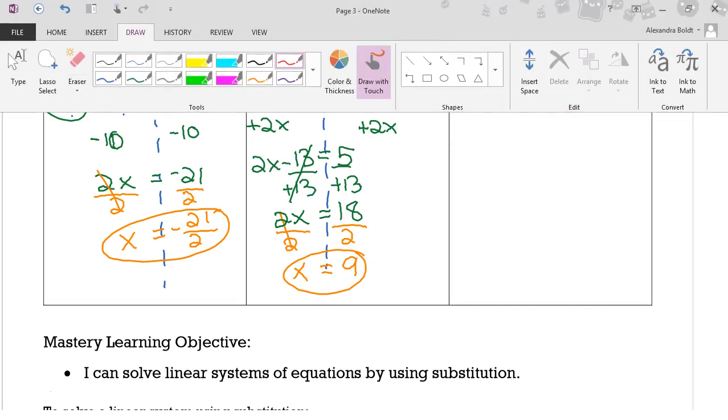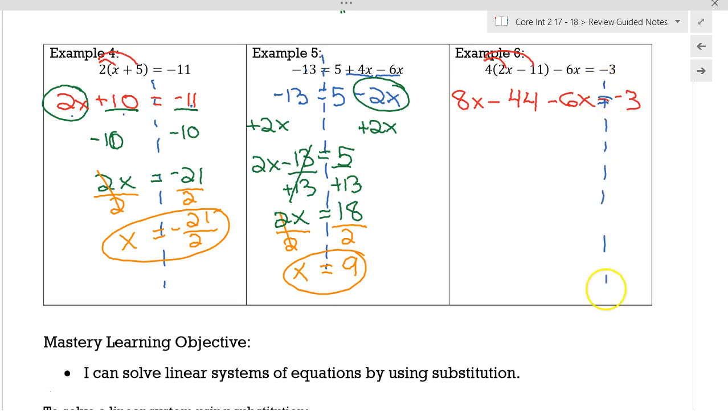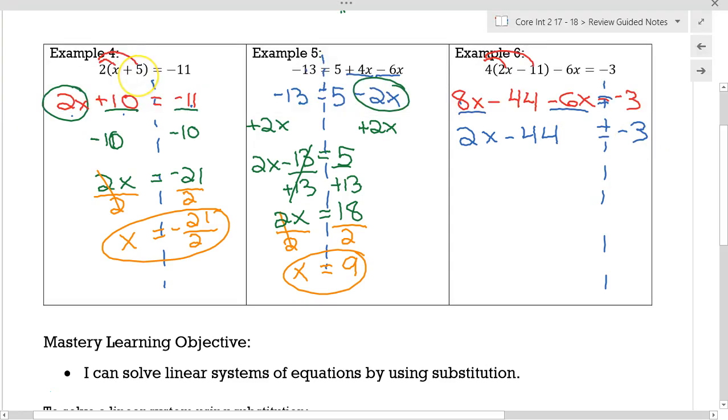Our next step, right, is to look to see if we have any like terms on either side. So just look at the left, just look at the right. On the left, I have an 8x and a minus 6x. So 8 minus 6 is 2x minus 44 equals negative 3.